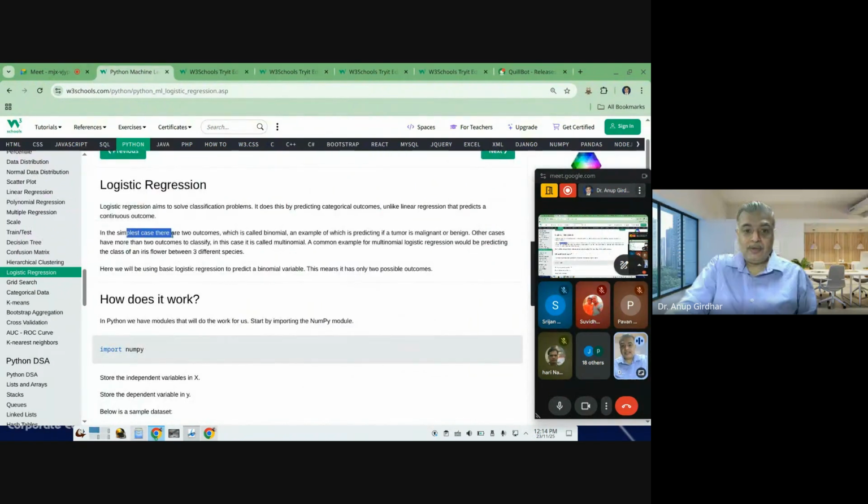So in the simplest case, let's say we take two outcomes, which is called binomial, and an example is predicting if a tumor, so it is related to some health disease.